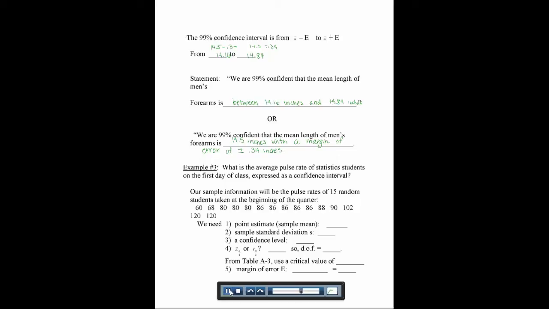Okay, so we'll do another example. Example number 3. We want to know what's the average pulse rate of statistics students on the first day of class. So our sample information, we've got the pulse rates of 15 students. Our point estimate, we want to find the mean. So this is good practice. Remember, you put them into L1 and do one variable stat. If you take the mean of these 15 students, we get the sample mean is 87.87. And the sample standard deviation, remember on your calculator, that'll be Sx, is 16.13.